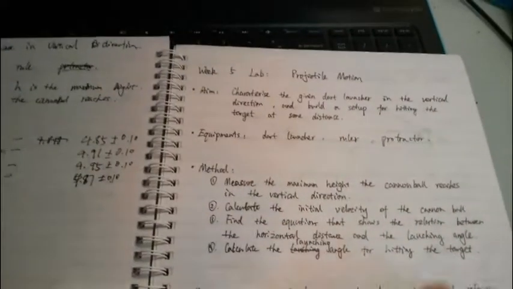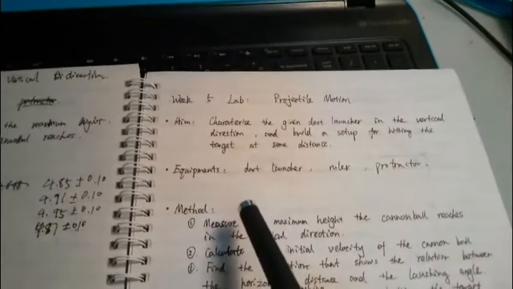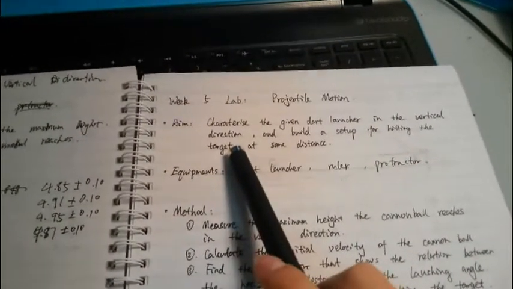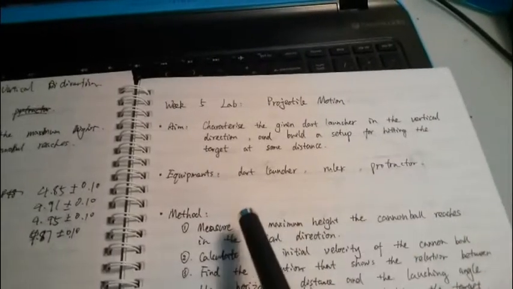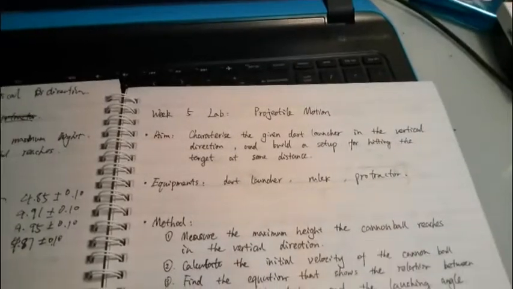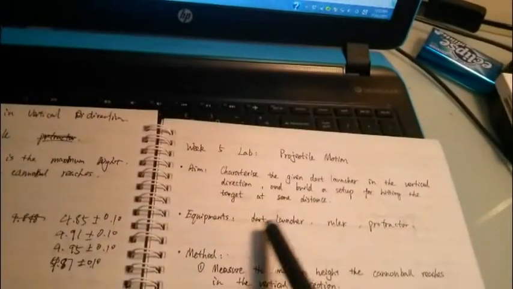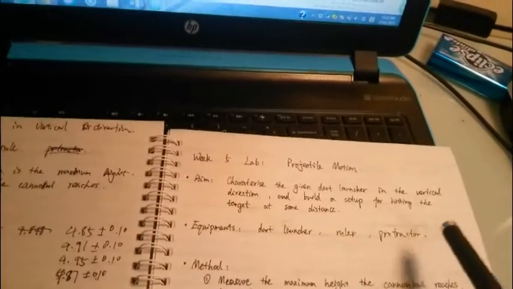The topic of today's lab is projectile motion. The aim is to characterize the given launcher in the vertical direction and build a setup for hitting a target at some distance. The equipment we used is a launcher, a ruler, and a projector.